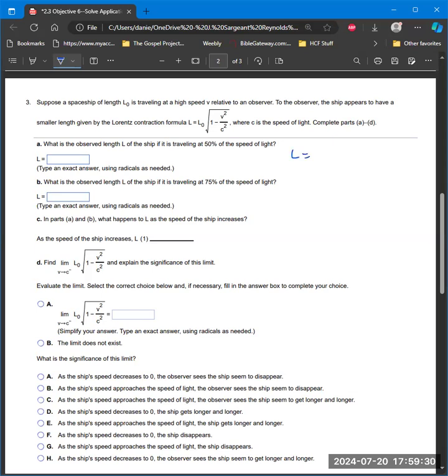So L equals L naught square root of 1 minus 0.5 C squared, or let's call this C over 2 squared, over C squared. That's L equals L naught square root of 1 minus 1/4, which is going to be root 3 over 2 L naught.